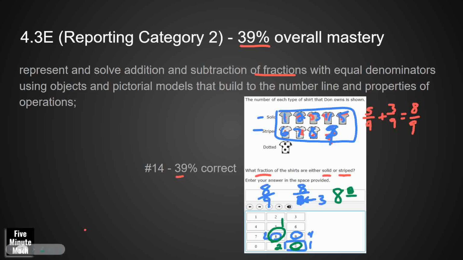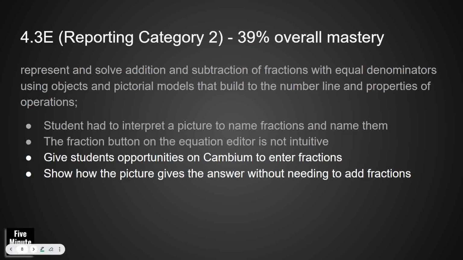So all that put together made this 39% mastery, right? So we had to interpret a fraction, a picture to name fractions, right? And then the fraction button, like I said. I really do think if this was multiple choice, we would have gotten so much higher. It's the fraction button. This is one instance in which the tech enhanced items might have hurt some of our students.